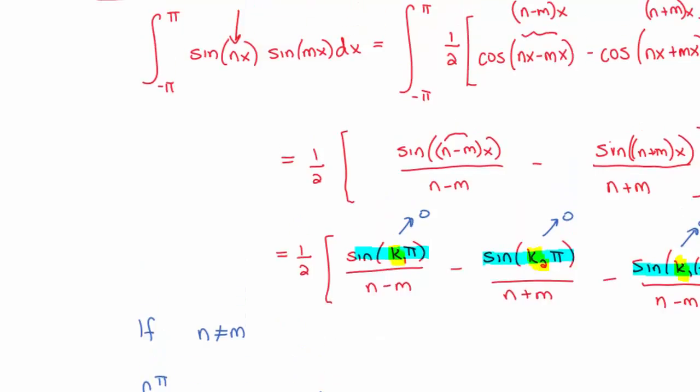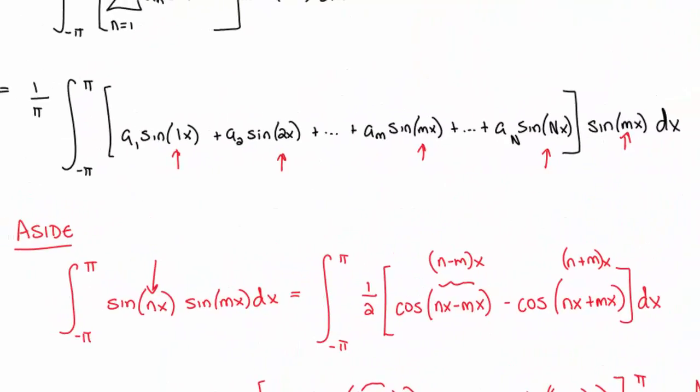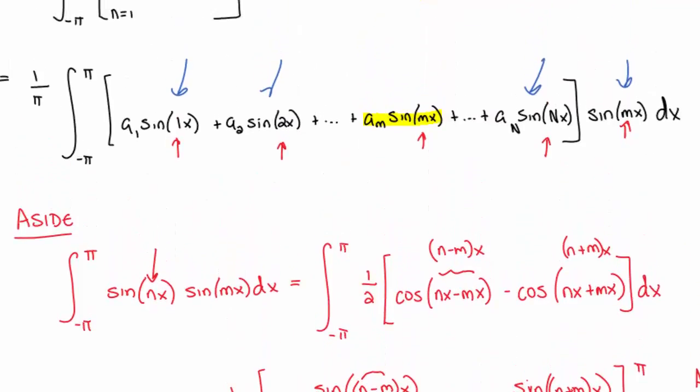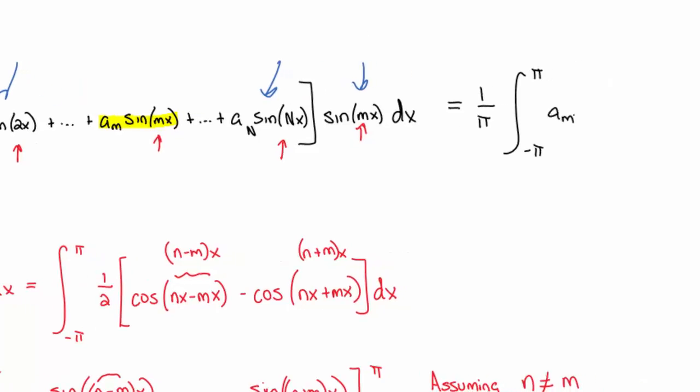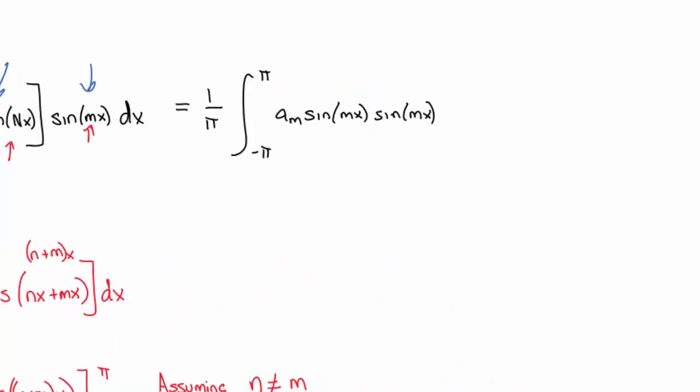So really, I only have to concern myself with this product here, sine of mx, this guy right here, times all of these guys, sine of one, sine of two, and so on and so forth, all the way down to this guy, but not including this. All the other ones, those products, when we integrate them, will turn into zero. So really, that integral, which is 1 over pi times the integral of this mess, I'm going to write off to the right-hand side, is equal to 1 over pi times the integral from negative pi to pi of a sub m sine of mx times sine of mx dx.